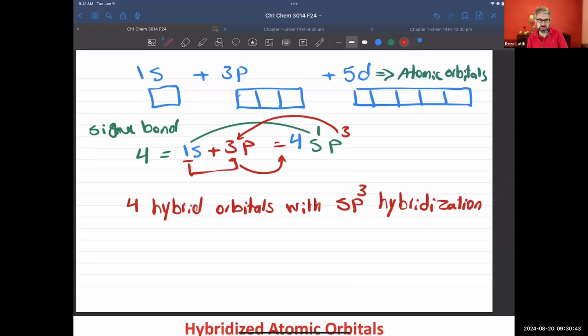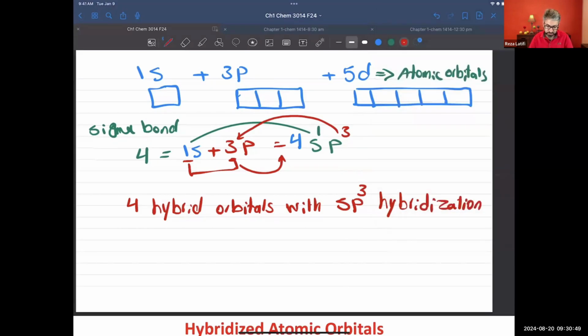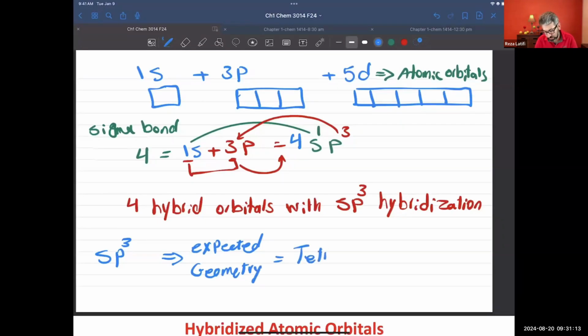With sp3 hybridization. Okay, let's practice this one for another molecule. But before I go to the next subject, I have to say this: because the hybridization is sp3, the electron geometry, or expected geometry, is tetrahedral, and the expected bond angle, or theta, is 109.5.